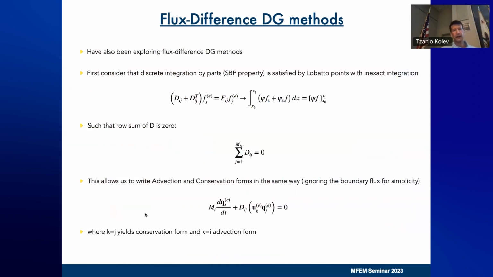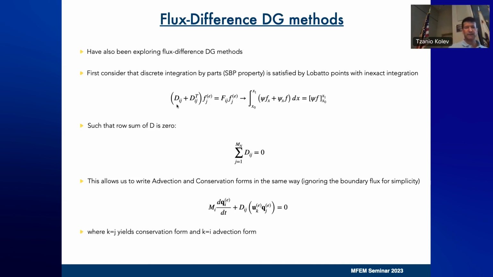Okay, flux difference DG methods are something that we've been playing with very recently, and I think the elegance of this method is beautiful, and it actually has some powerful advantages, right? So let's start with this. First, consider that you can come up with a discrete integration by parts, which is called the summation by parts property. It's satisfied by Lobatto points with inexact integration. It just means that you mimic these mimetic properties of integration by parts, right?